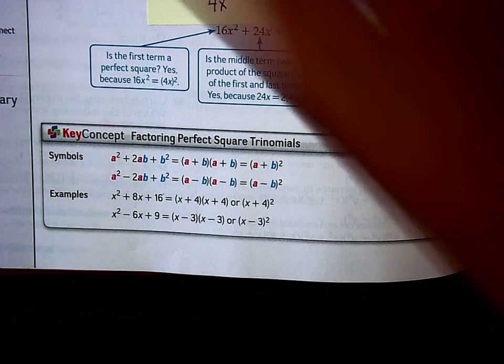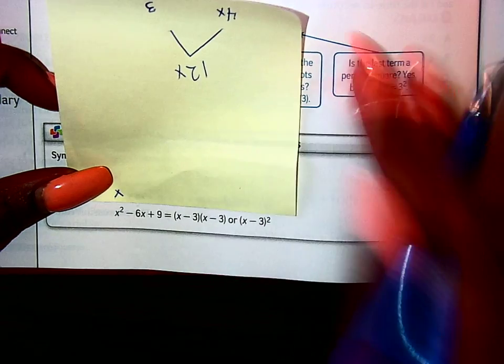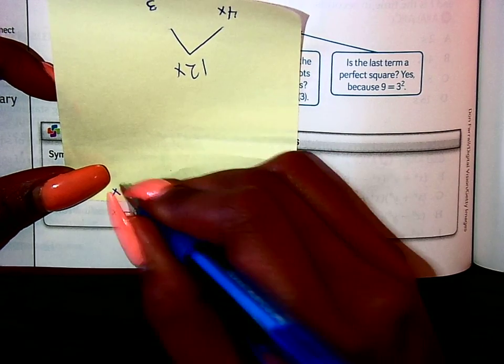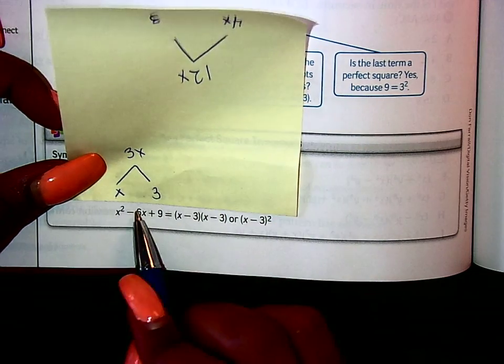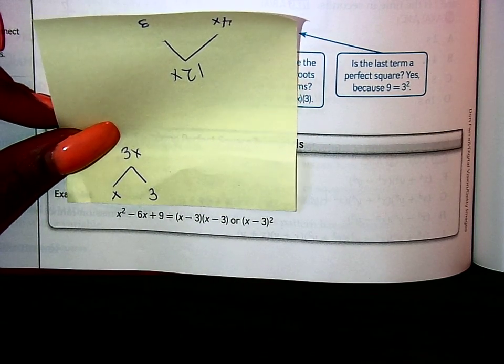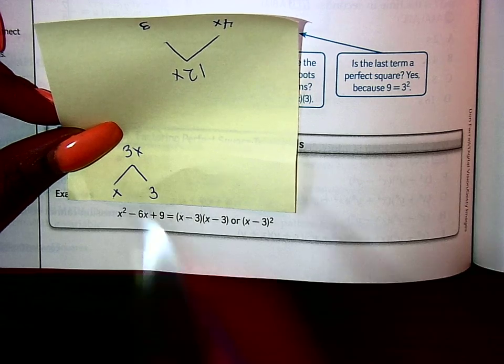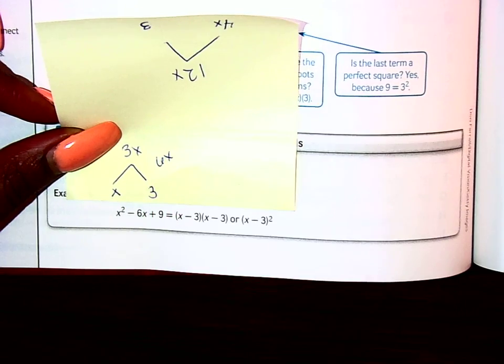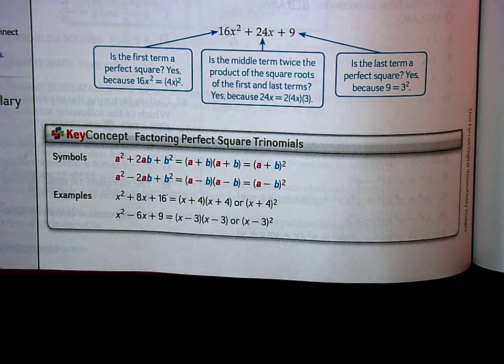Is x squared a perfect square? Yes. What's the square root of x squared? X. Is 9 a perfect square? What's the square root of 9? What's 3 times x? Is this middle term 2 times that? Is it? What's the difference between 6x and what we have in the middle? What we have in the middle is negative, right? Be careful. That's different. Okay?